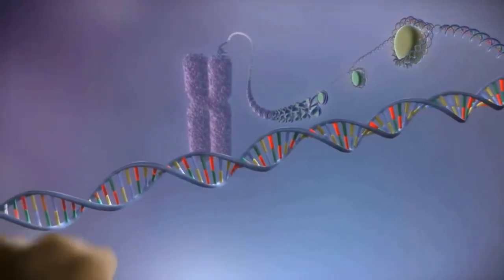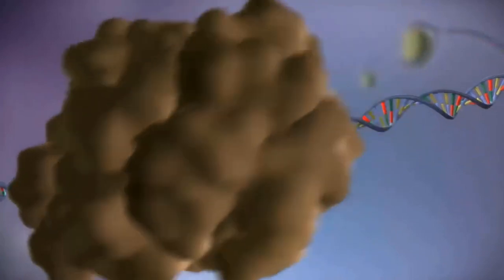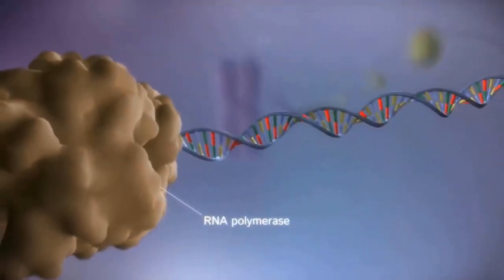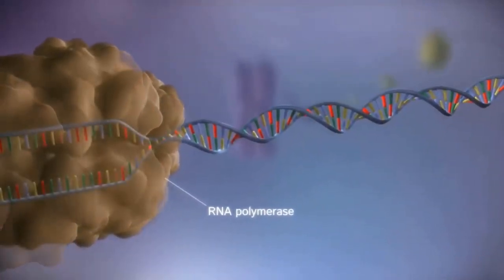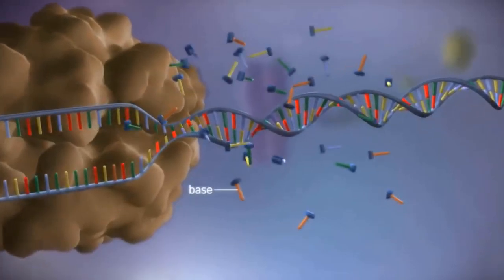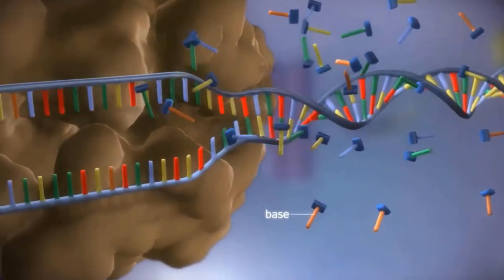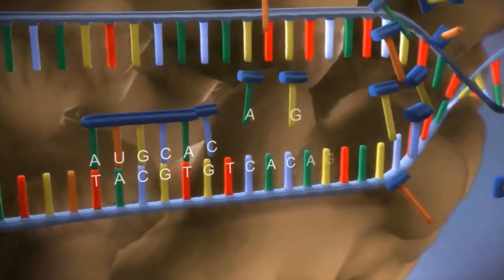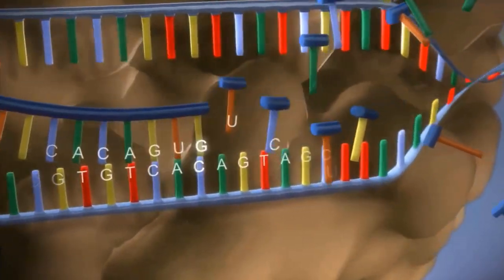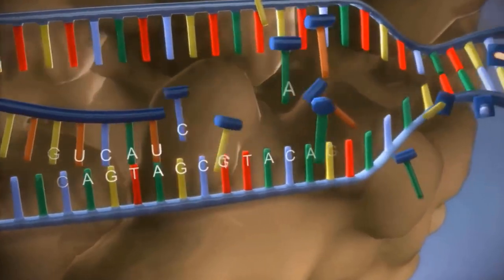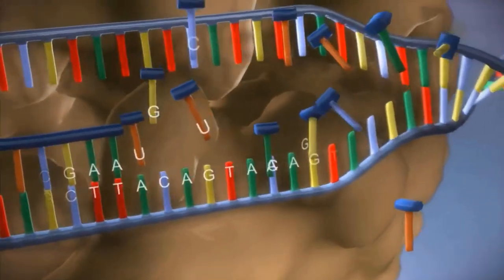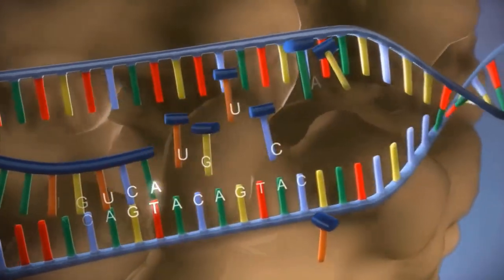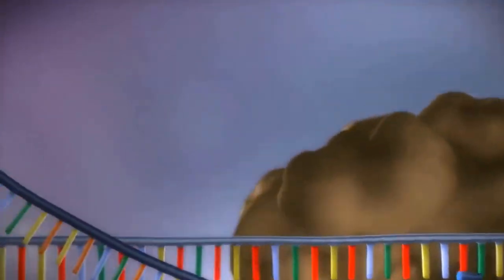When a gene is switched on, an enzyme called RNA polymerase attaches to the start of the gene. It moves along the DNA, making a strand of messenger RNA out of free bases in the nucleus. The DNA code determines the order in which the free bases are added to the messenger RNA. This process is called transcription.